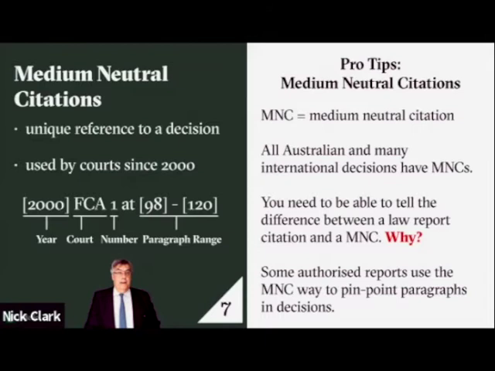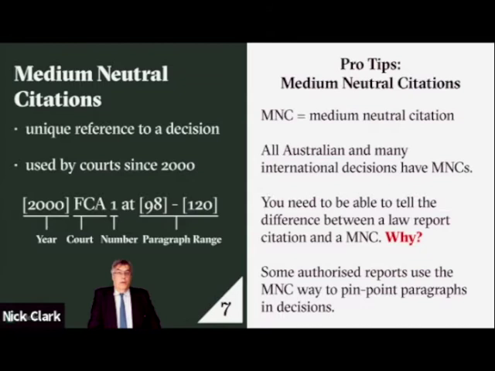So what I have above my head at the moment is a medium neutral citation. To explain how it works, it has a year in square brackets, it has the court, here FCAFC, the Full Court of the Federal Court, which was a more recent denotation from 2002. Then the case number, and the paragraph range. Since 1998 in the case of the High Court, and since about 1999 or 2000 in the case of other courts, that has been assigned by the court.